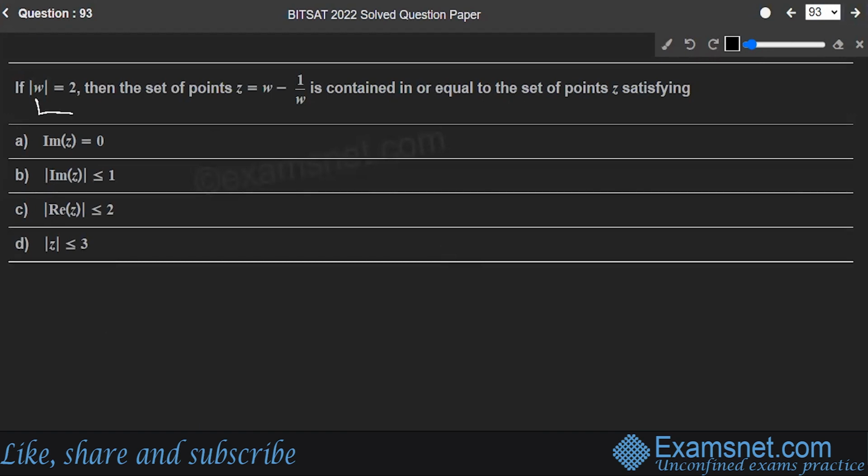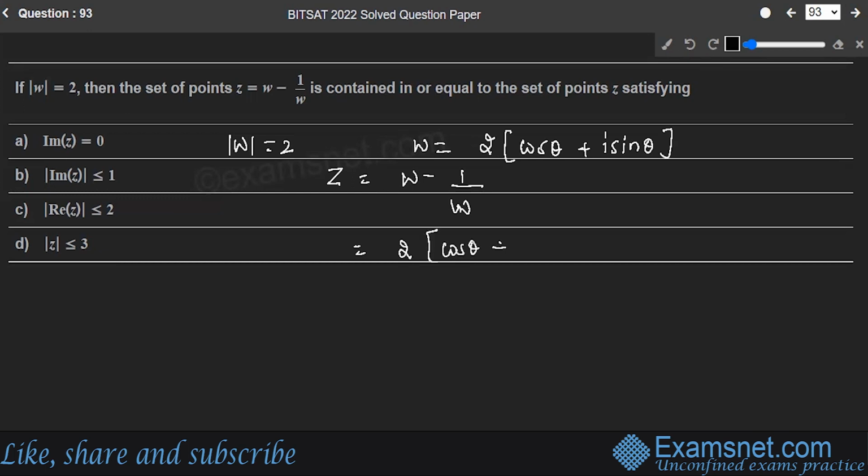If the magnitude of omega is 2, then the set of points z given by omega minus 1 upon omega is contained in or equal to the set of points z satisfying. So here you have the magnitude as 2, which means omega is equal to 2 into cos theta plus iota sine theta. You are given z is equal to omega minus 1 upon omega. So this can be written as 2 cos theta plus iota sine theta.